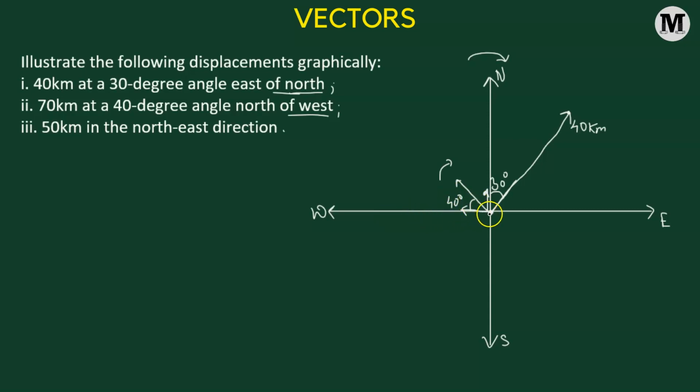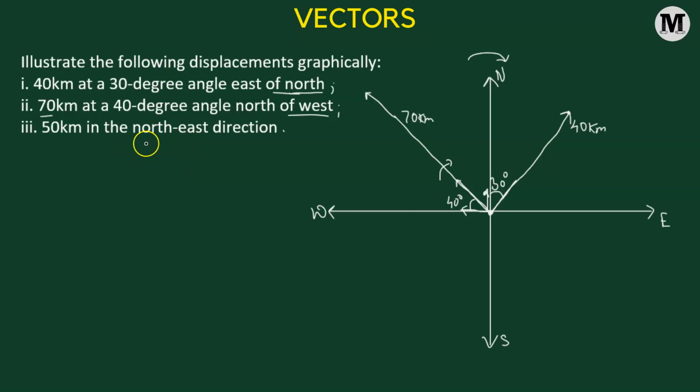And once we get the direction, from the origin point, we are going to move a distance of 70 kilometers. So let's say this is 70 kilometers. It has to be slightly longer than that of 40 kilometers. We're going to call it 70 kilometers, making an angle 40-degree with the western direction. And this is what it means when we say a displacement of 70 kilometer at a 40-degree angle north of west. Coming to the third one, 50 kilometer in the northeast direction.